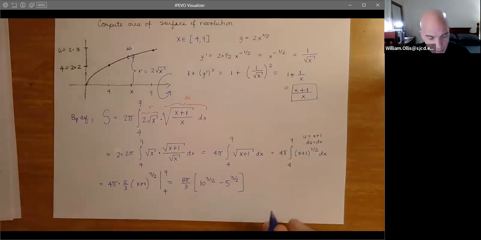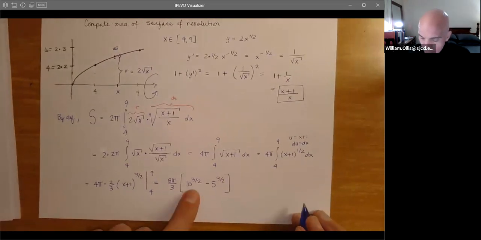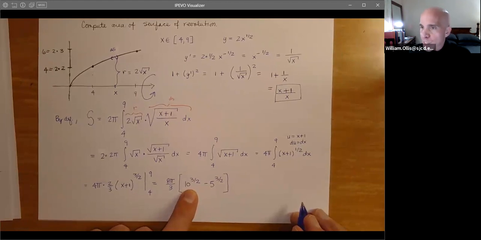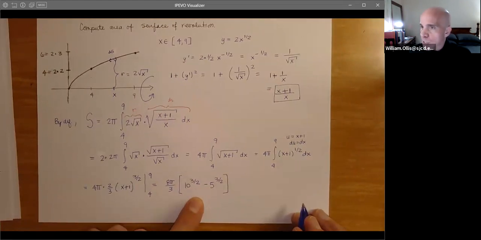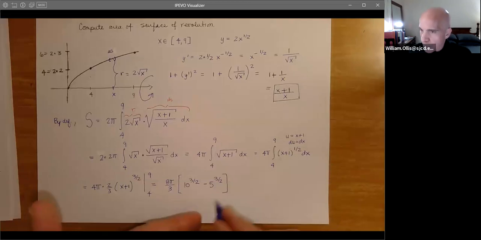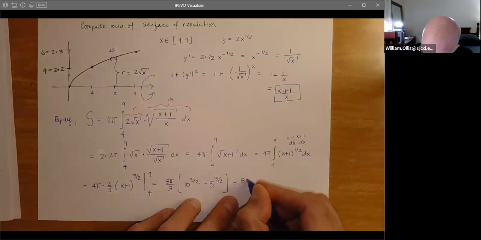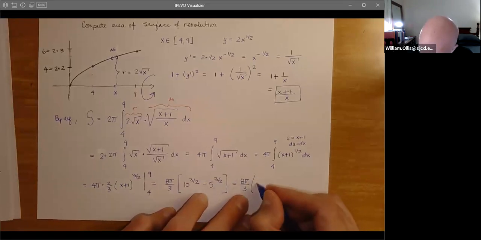And now, if you like, and this is your choice, it's customary to write the 3/2 power as 10 times the square root of 10. That's just a customary thing, but certainly this is fine. But if you want, you'll see it written this way in many textbooks. So this will just be 10 times the square root of 10.